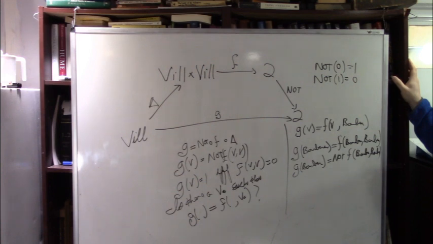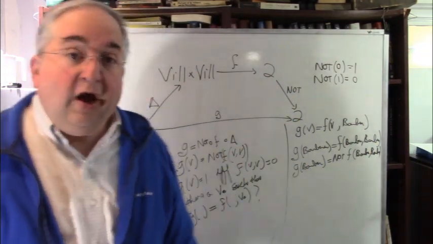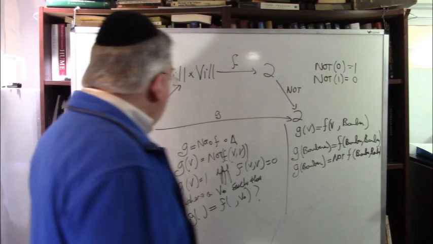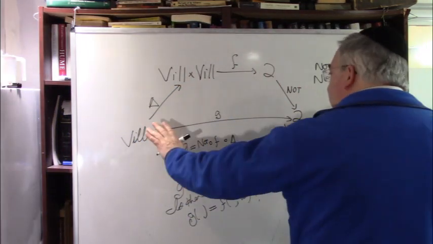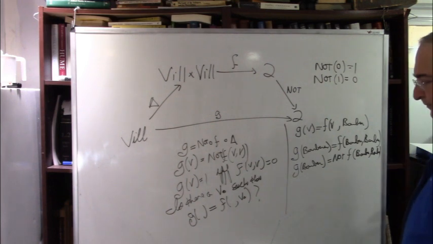Okay? That's very nice. And so that's the categorical version of the barber paradox. We created a morphism that cannot be represented.